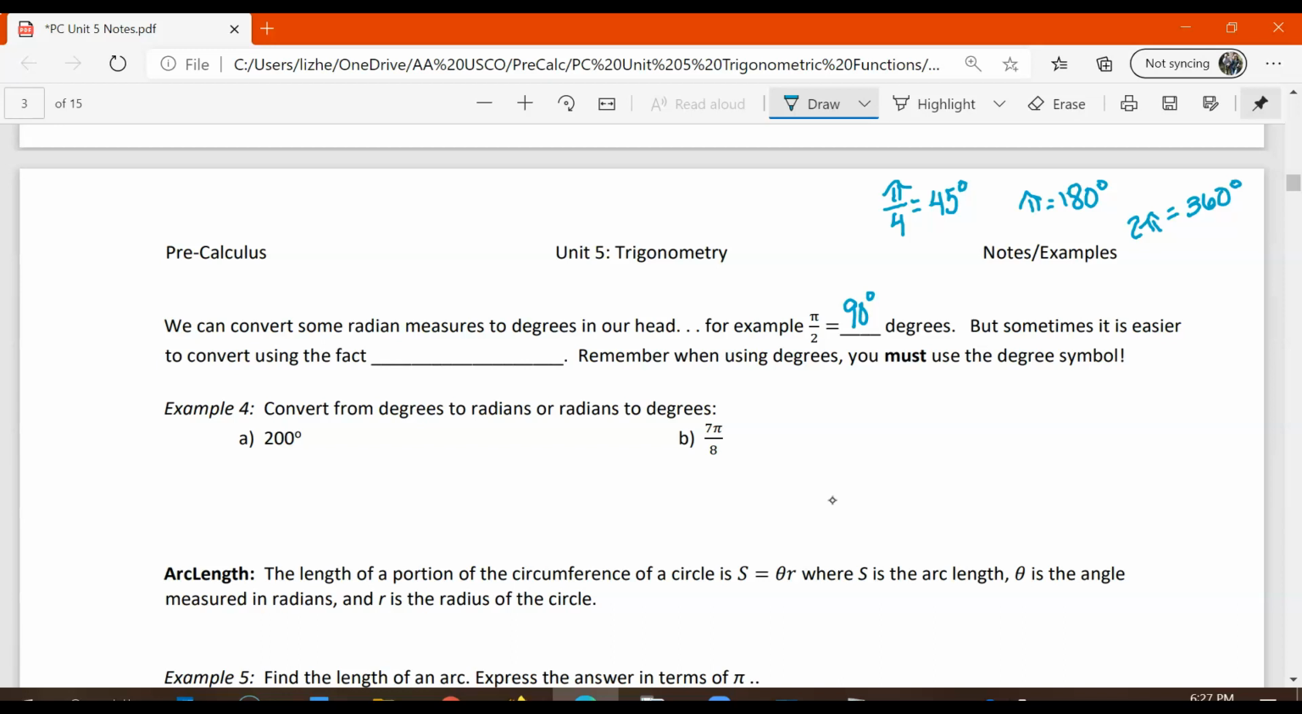But sometimes it is easier to convert using the fact that pi radians equals 180 degrees. That's your little conversion. So remember, when using degrees, you must use the degree symbol. So convert from degrees to radians or radians to degrees. So this one is 200 degrees. I want to get to radians. Right here is my conversion fact. So I'm going to say, all right, 180 degrees is pi radians.